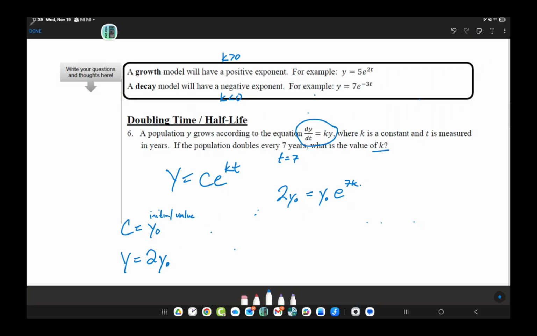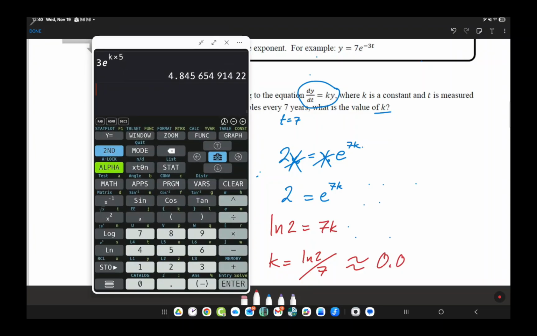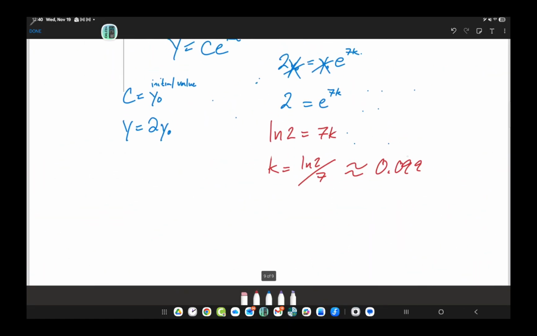Now they just want the value of k. We don't have to do anything here, just find the value of k. So what's going to happen to the y sub zeros? Yeah, they're going to cancel out. So we get 2 is equal to e^(7k), which means natural log of 2 equals 7k, which means k equals natural log of 2 over 7, which you can plug in and get 0.0 something. Natural log of 2 divided by 7. 0.099. But yeah, there you go.